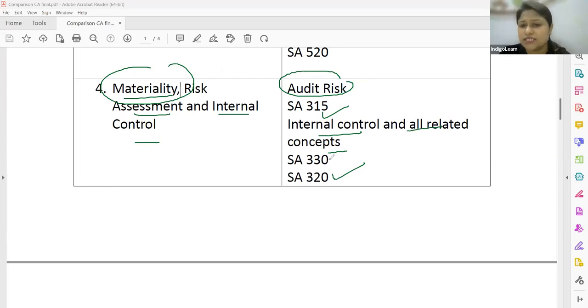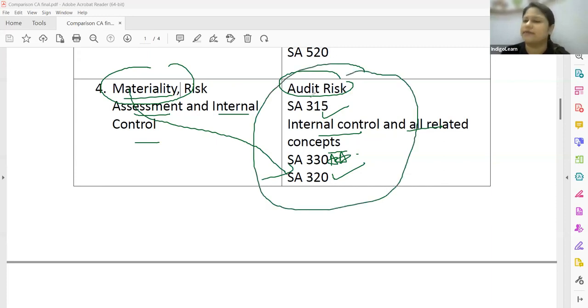Auditors' responses to assessed risk, which is very, very important. That also we cover as a part of risk assessment. And 320 with the name itself, it suggests it talks about materiality. Again, this I would say is a combination of standards taken together. Okay, then.